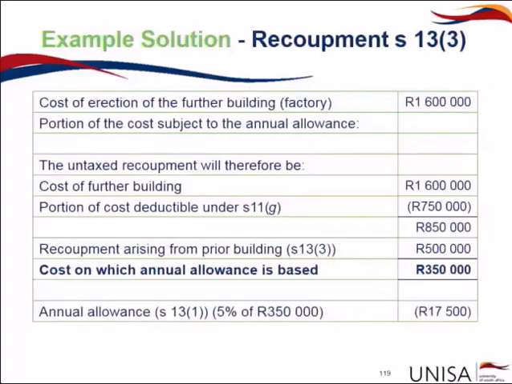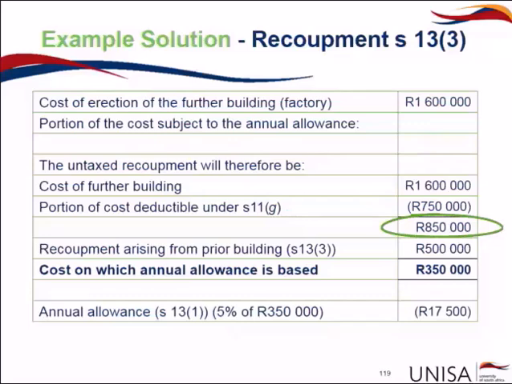So now we have the cost of the building that cost the lessee 1.6 million. So that's the leasehold improvement. From that, remember, we need to deduct any portion of that we will get a section 11G leasehold improvement deduction for. So we were told in the required that that was going to be 750,000. Therefore, in terms of section 13, what is the cost of this replacement building?